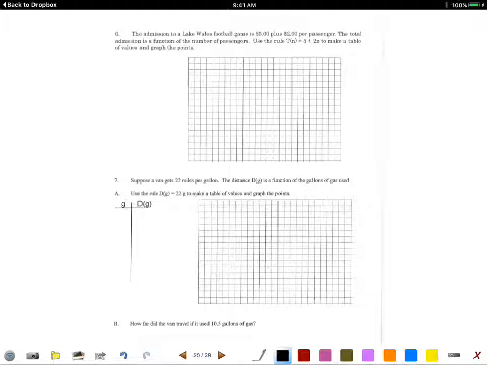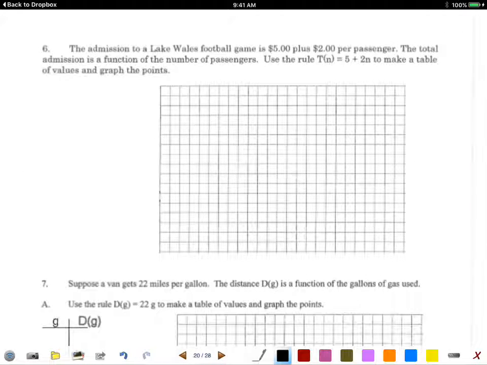Okay, let's look at this problem right here. The admission to a Lake Wells football game is $5 plus $2 per passenger. The total admission is a function of the number of passengers. So that means the cost to get in depends on how many passengers go in, right? If we're talking independent and dependent variables, the independent variable would be the number of passengers that go in. However many passengers, you can change that up, and then the cost depends on that, okay?